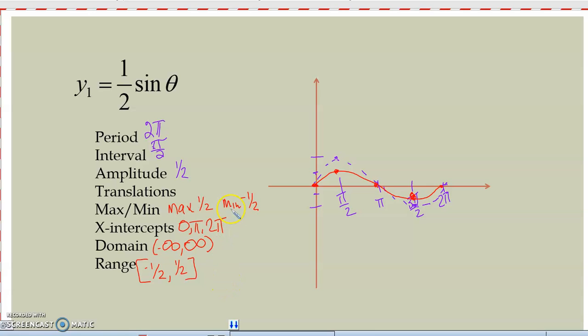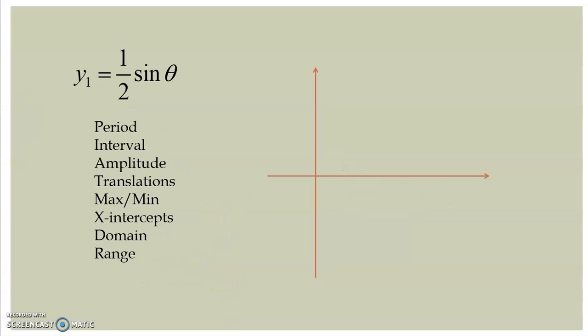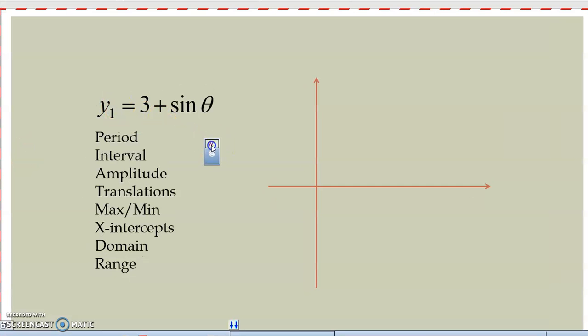Okay? Now, let's do some shifting. Let's do some vertical shifts. All right? So we are still going to name our period. We're still going to determine the intervals. That's our period divided by 4, so pi over 2. So our tick marks did not change. Pi over 2, pi, 3 pi over 2, and 2 pi. Okay? And of course we do have a mark at 0.